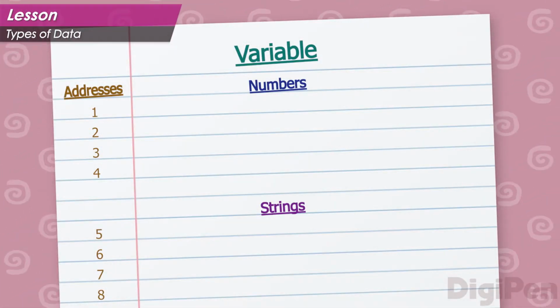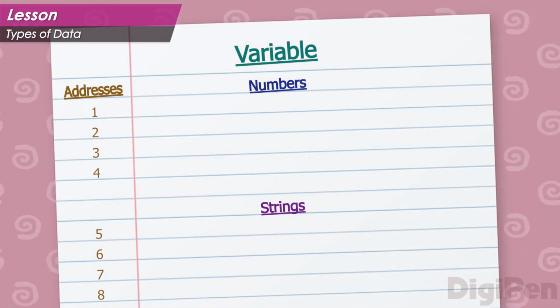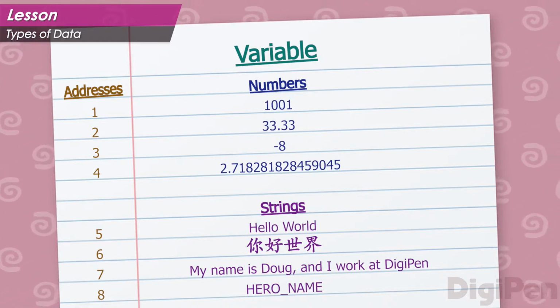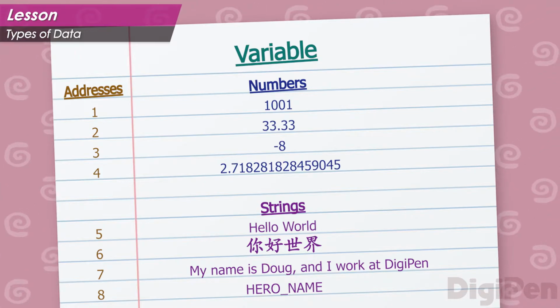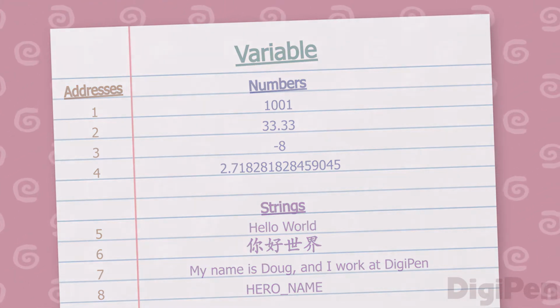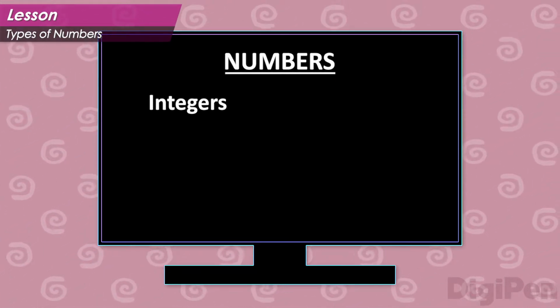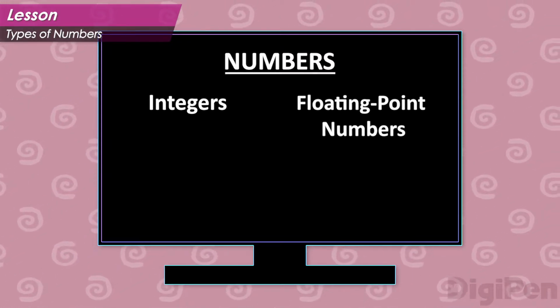In this video, we'll talk about numbers and some of the things you can do with them in Scratch. There are two types of data that you can store in variables in Scratch: numbers and strings. We'll focus on numbers in this video and come back to strings later. Computers use two different categories of numbers: integers and floating point numbers.